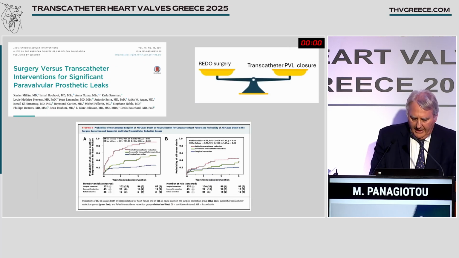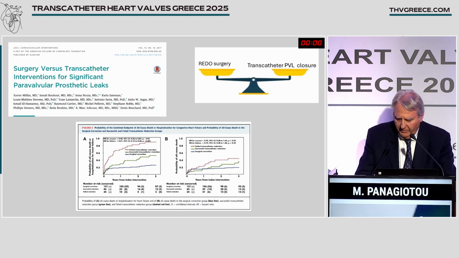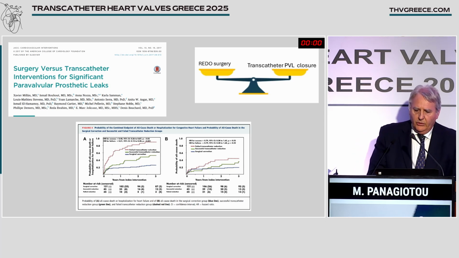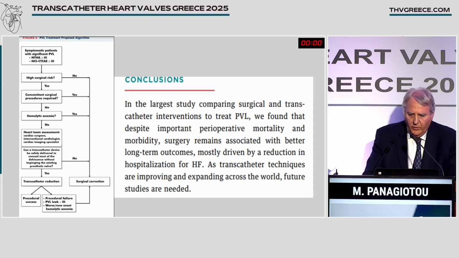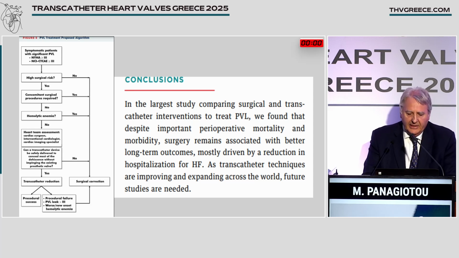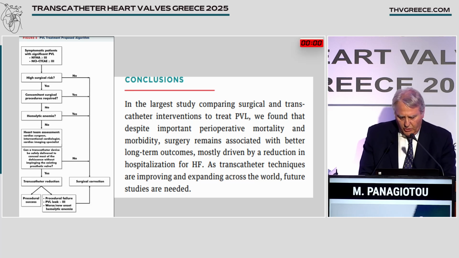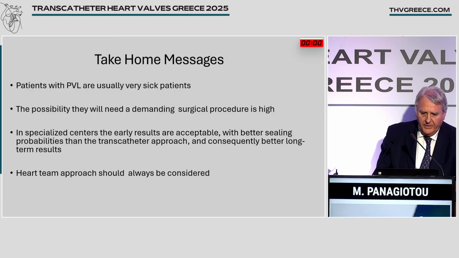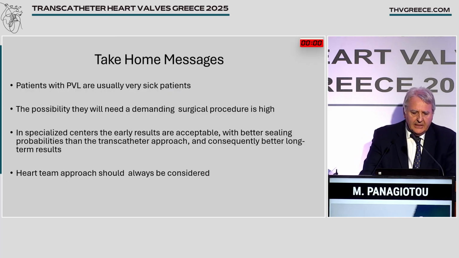What comes from the Montreal group in the comparison between redo surgery and transcatheter PVL closure is that, despite the increased perioperative mortality and morbidity, surgery remains associated with better long-term outcomes, mostly driven by reduction in hospitalization for heart failure. So the take-home messages are, these patients are usually very sick patients.